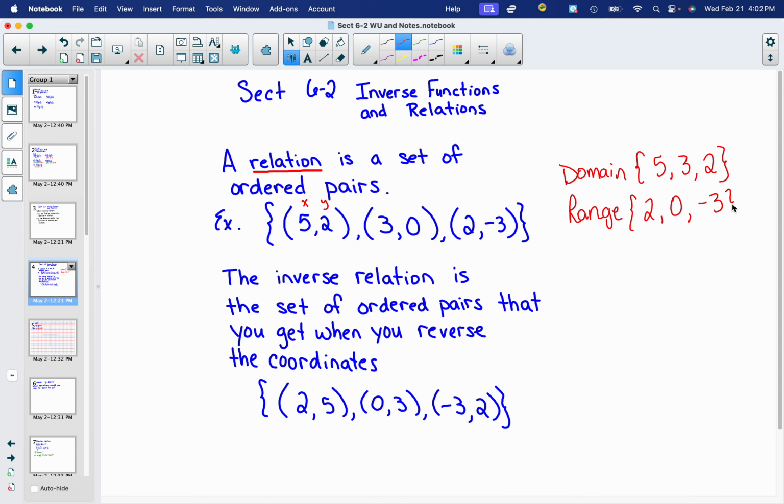And sometimes you'll see these listed in order from least to greatest. Now the inverse relation is just the set of ordered pairs that you get when you reverse the coordinates. So instead of (5, 2), you write (2, 5). Instead of (3, 0), (0, 3). Instead of (2, -3), (-3, 2). So notice for my inverse relation, my domain is now 2, 0, -3, and my range is now 5, 3, 2. So notice that my domain and range swapped places when I compare my relation to the inverse relation.